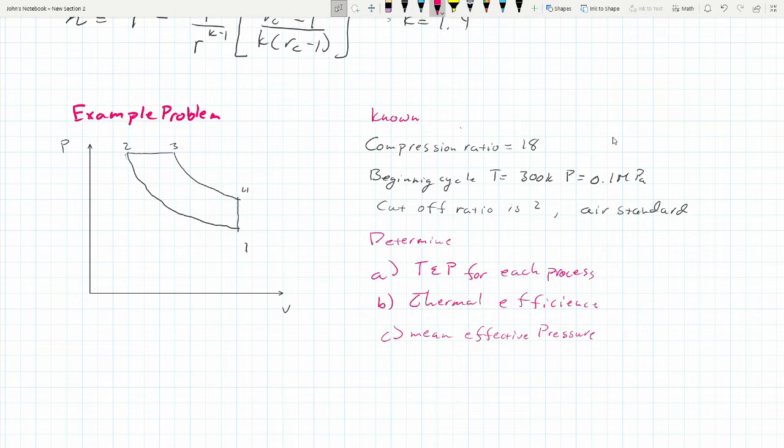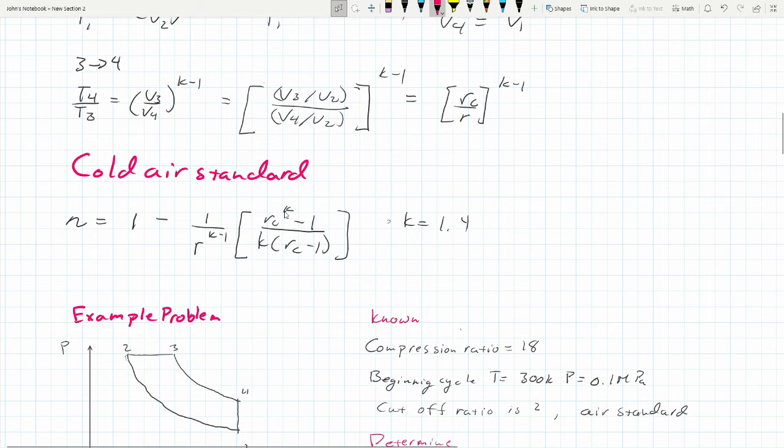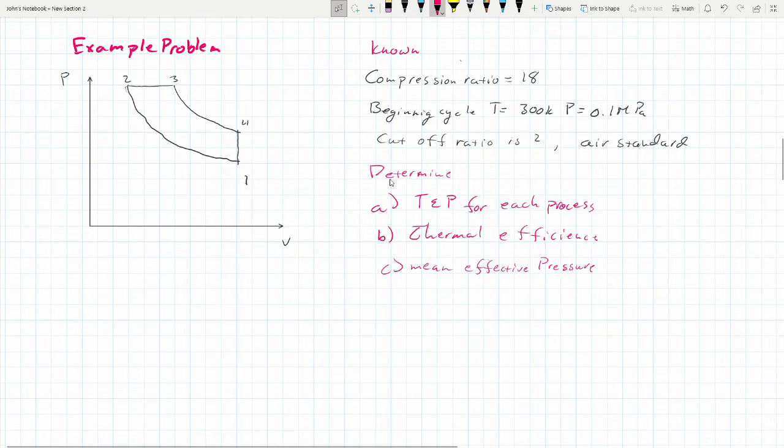Hello everyone, we are back. So here's the example problem we are going to deal with. We are told that the compression ratio of our cycle is 18. At the beginning of the cycle, our temperature is 300 Kelvin and our pressure is 0.1 megapascals. And we're told that it has a cutoff ratio of 2, and we're told it's air standard. Since it's air standard, we can use this efficiency equation if we need to. Well, we are told to, because we need to find the thermal efficiency in part B.